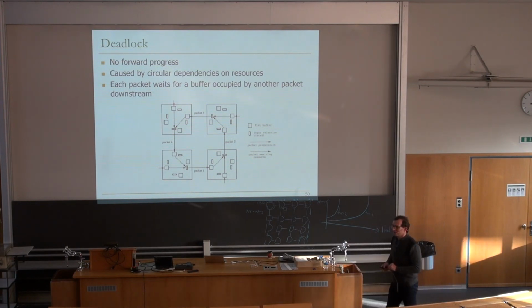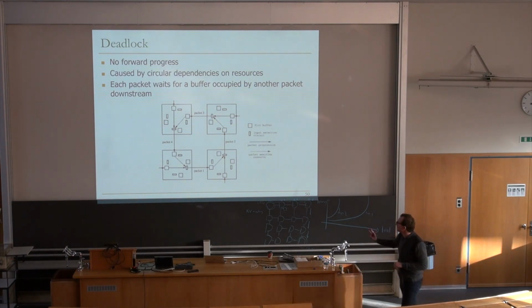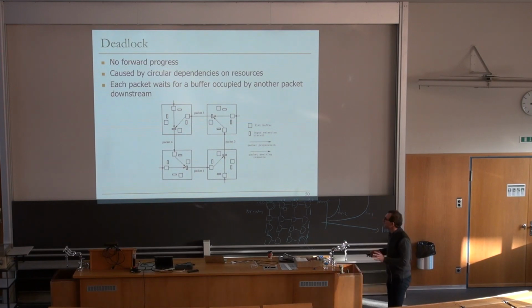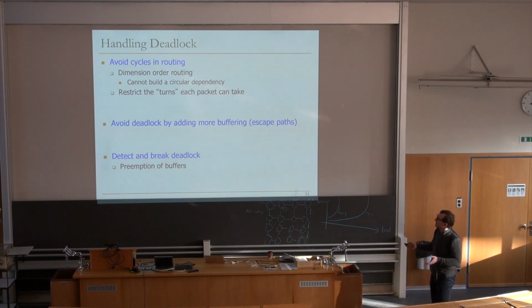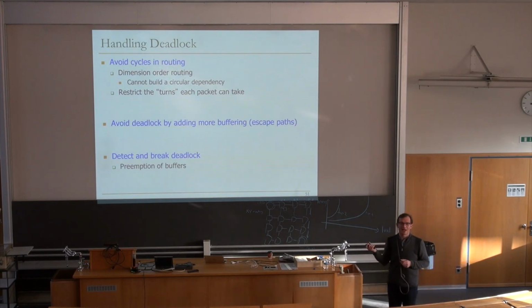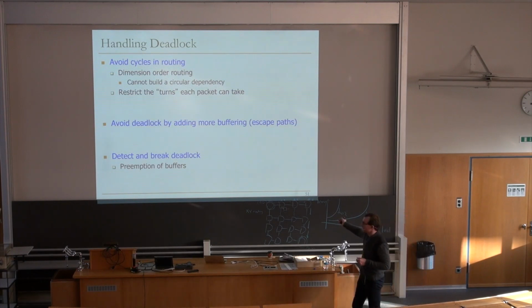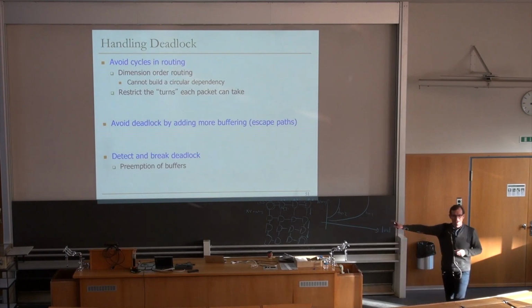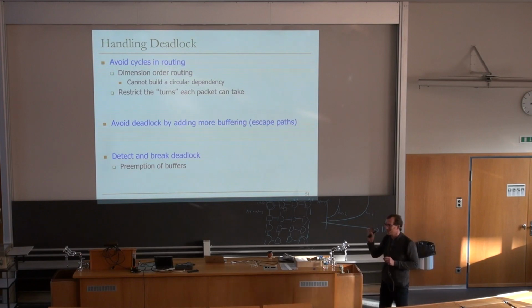Not good. This is actually determined first and foremost by your routing algorithm. Of course, it's a function of your topology also. If you had many links, for example, you could solve this problem. So how do you handle deadlock? One way of handling is ensuring your routing algorithm is deadlock-free. Avoid cycles in routing. And dimension order routing is deadlock-free. Essentially, you cannot build a circular dependency or any circular dependency that leads to deadlock.